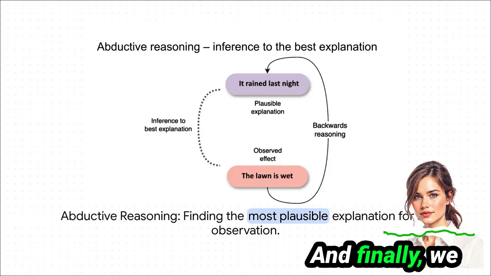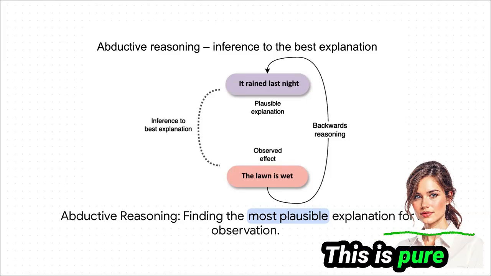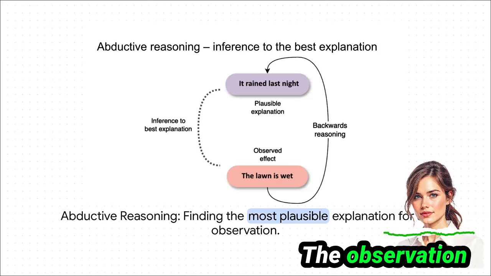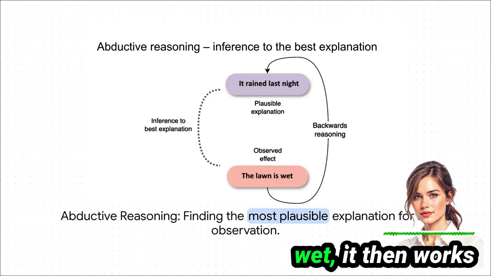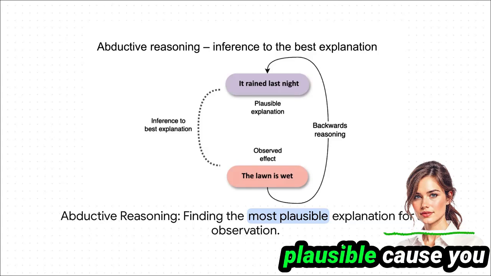And finally, we have my personal favorite, abductive reasoning. This is pure Sherlock Holmes. The AI isn't starting with a rule or a pattern, it's starting with a clue. The observation is, the lawn is wet. It then works backward, searching its knowledge base for the most plausible cause.